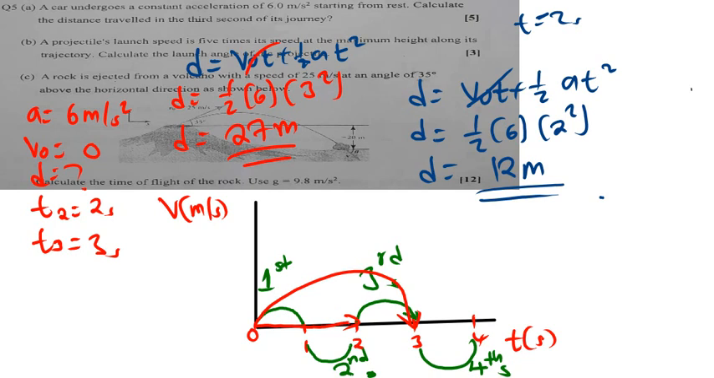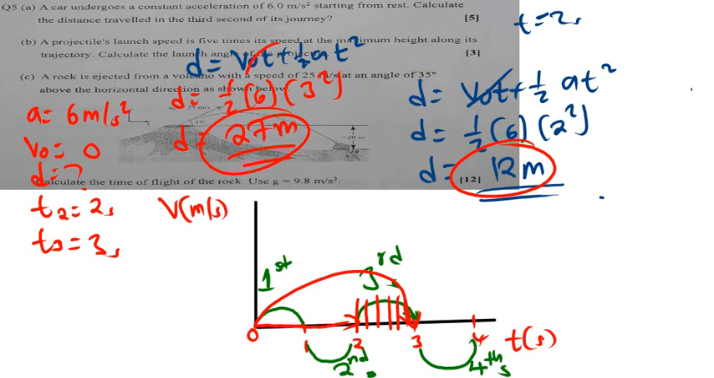Now we are trying to find the third second only, this part. I'm supposed to say this 27 minus 12. That was going to be the distance traveled in the third second. Okay? So as simple as that.